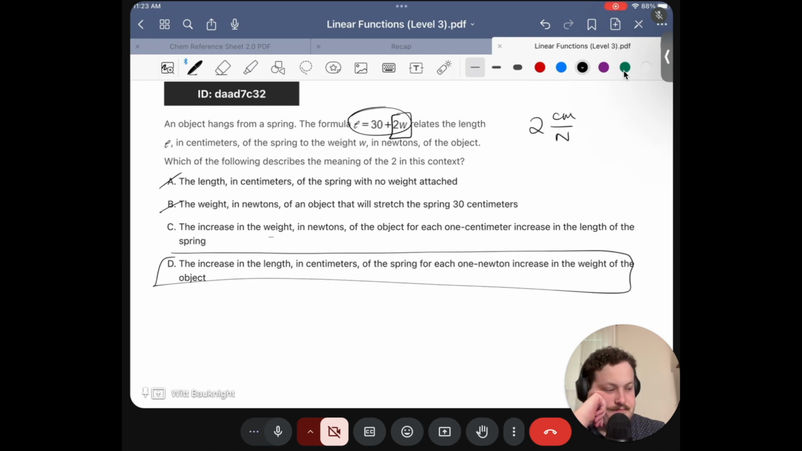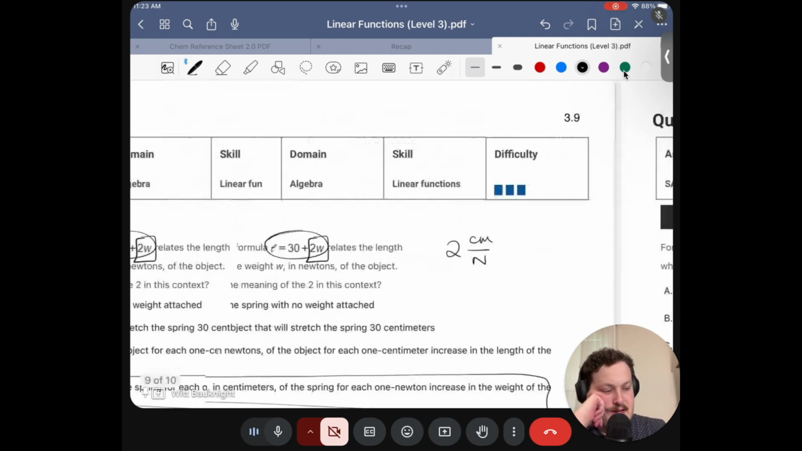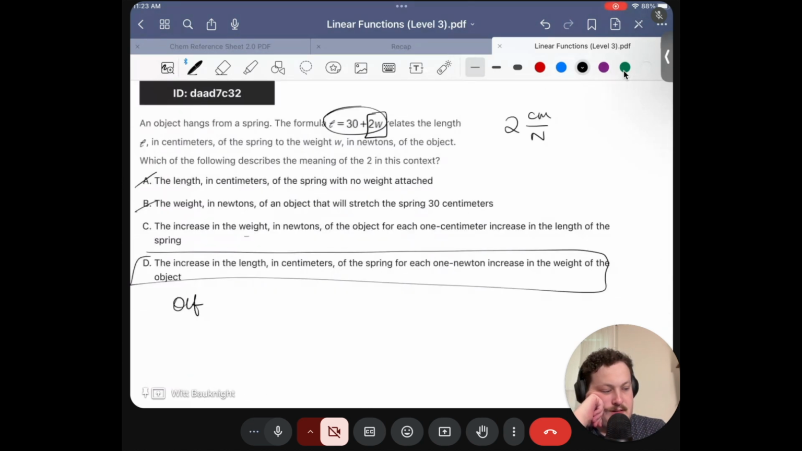Cool. That's pretty much the output. The change in output is equal to the change of input times slope. That's what we're doing here, because slope is equal to change of output over change of input.